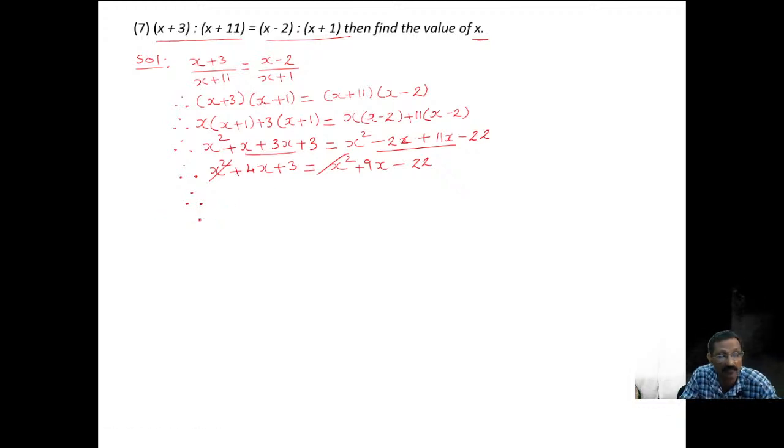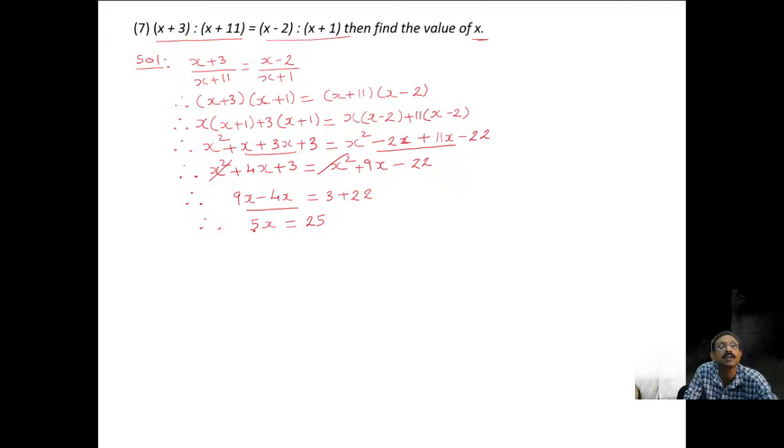Can we take this 4x to this side and bring this 22 to this side? Yes, so it becomes 9x minus 4x is equal to 3 plus 22. Therefore, 9x minus 4x gives me 5x, which is equal to 22 plus 3, which gives me 25.